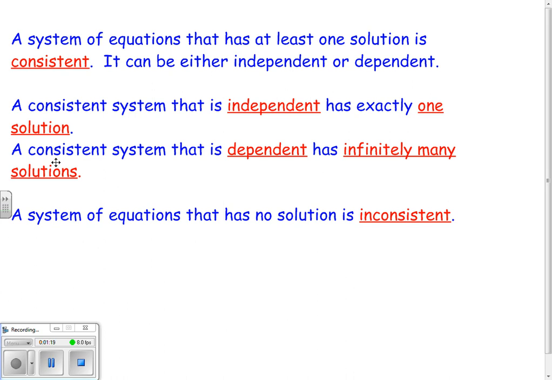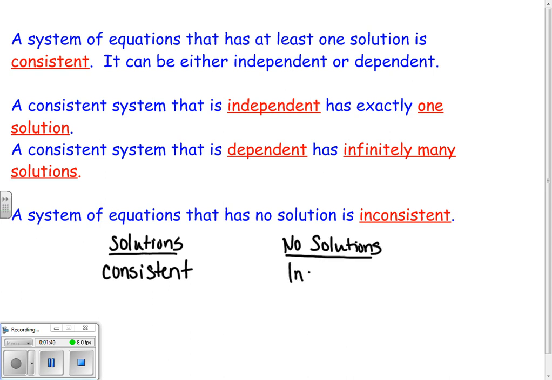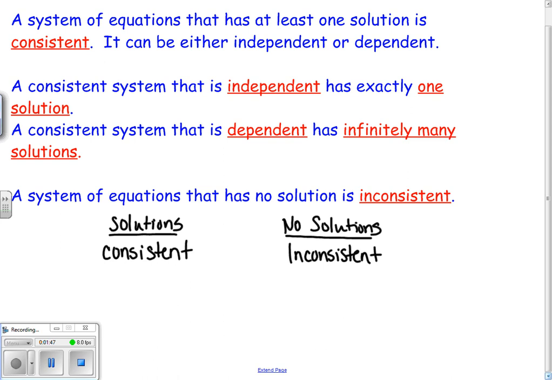There are two basic ideas behind the number of solutions. So we have solutions. That's considered to be consistent. And then we have no solution. That's considered to be inconsistent. Inconsistent systems stand on their own, meaning that if there's no solution, it's considered inconsistent. But if there is at least one solution, it's considered consistent.